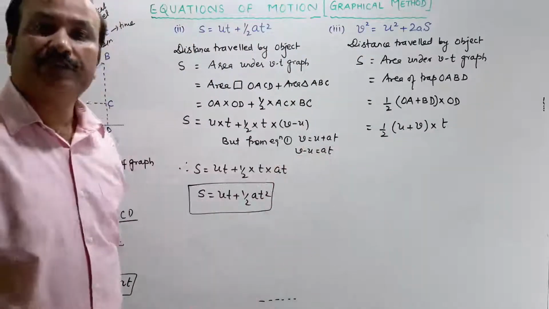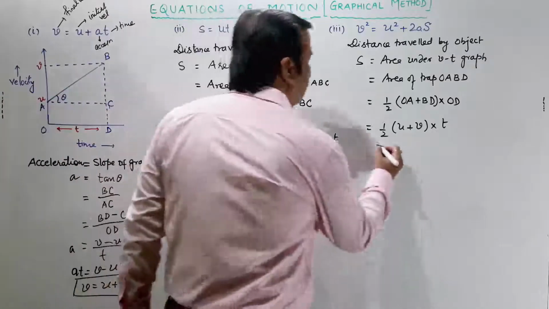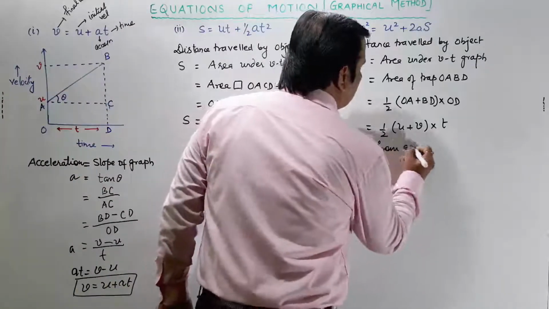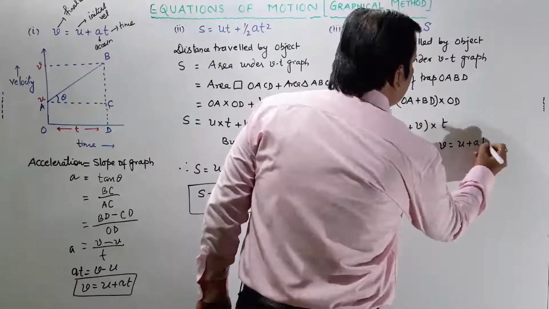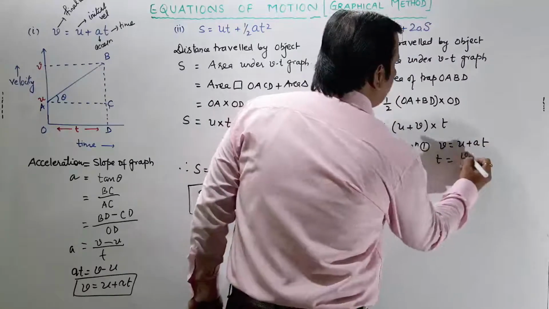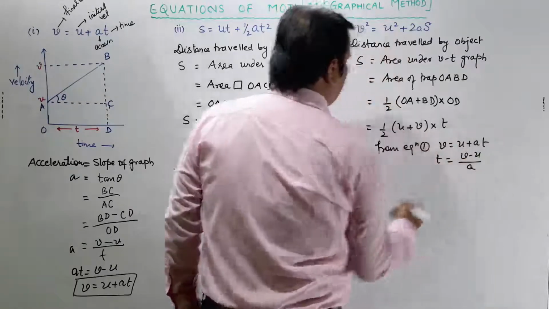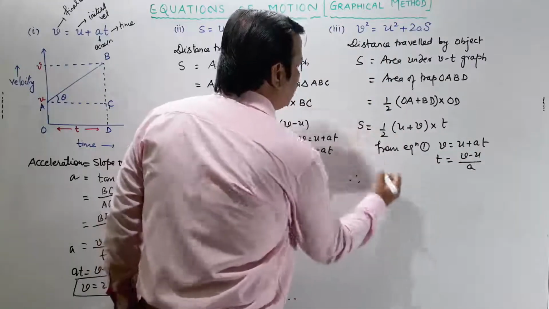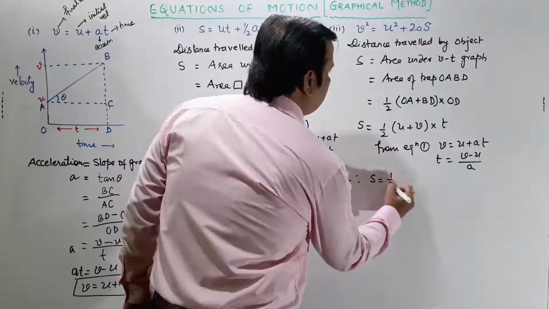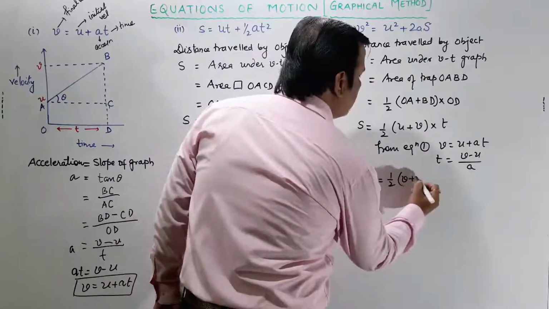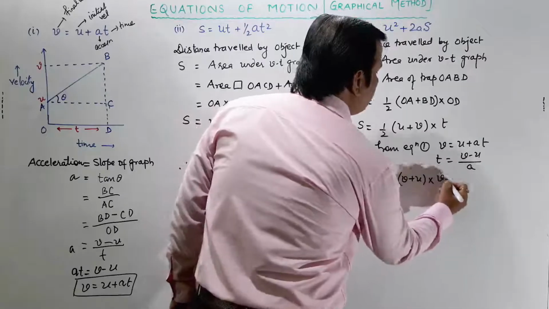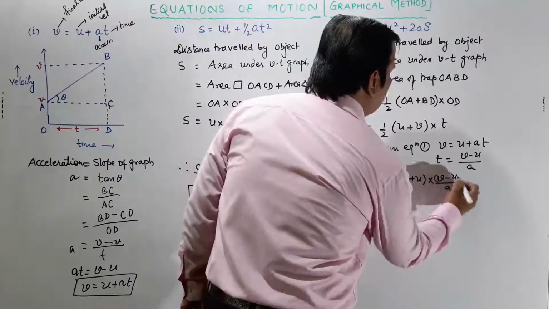Again we will be using the first equation. Let us see how to use it. From equation 1, v is equal to u plus at. So we can write t is equal to (v minus u) upon a. Therefore, this s becomes half (u plus v), or (v plus u) we can write, into (v minus u) upon a.